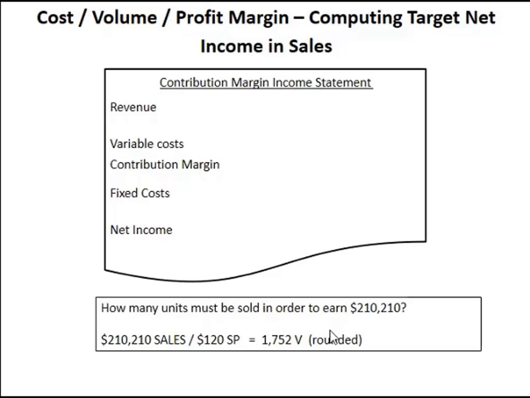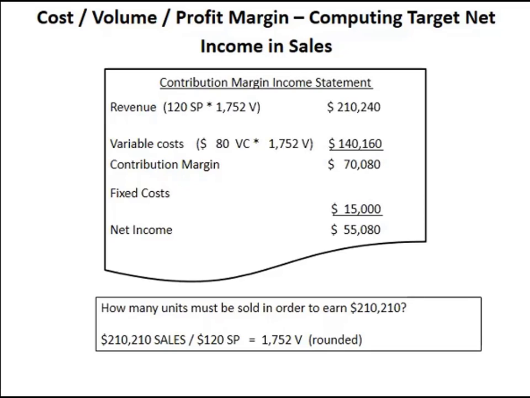So the question is, how many units must be sold in order to earn $210,210. Now, we know we have a sales price of $120 per unit. So if we can divide that into the $210,210, we're going to come up with a volume. So we take our total sales of $210,210 and divide it by our selling price of $120, and we come up with a volume of 1,752, and it's actually a little bit less than that, but I have it rounded up to 1,752 in terms of volume.